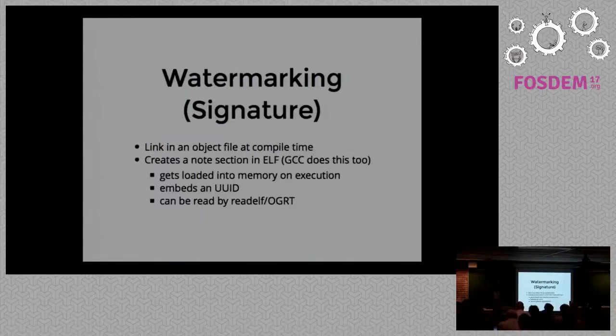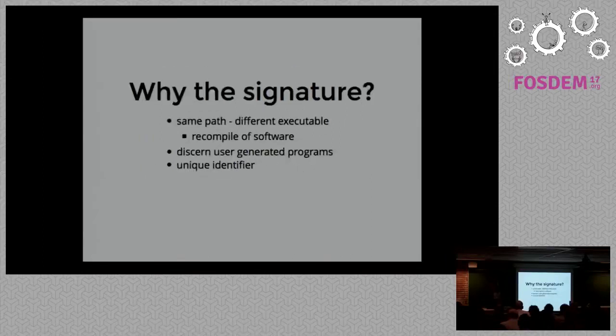So we talked a bit about this watermarking. What it does exactly is you have an ELF file that gets executed, and it embeds a UID into a section of the ELF. That is done by GCC as well and by the binutils. And what's interesting about this, if you embed this section into the ELF, it gets loaded on execution. So it's in memory. You don't need to go to disk.